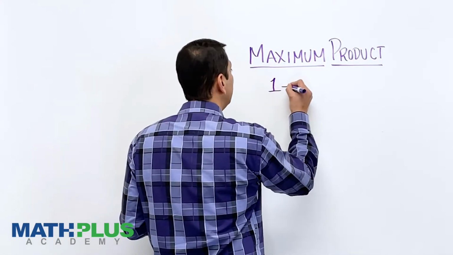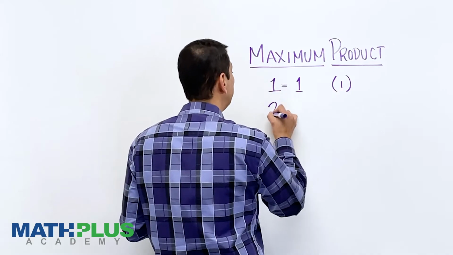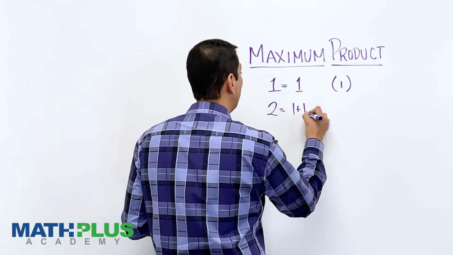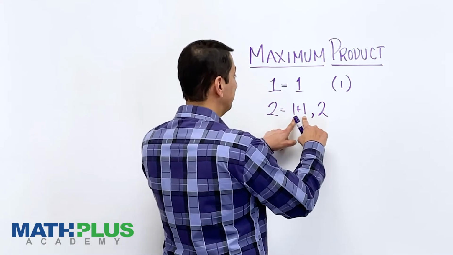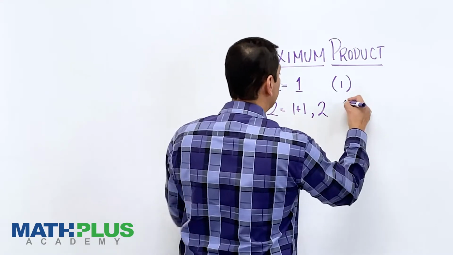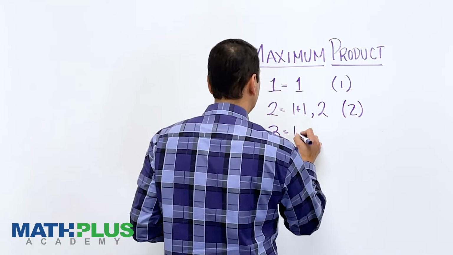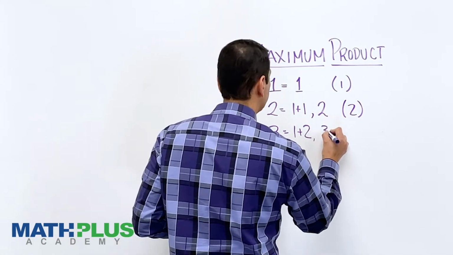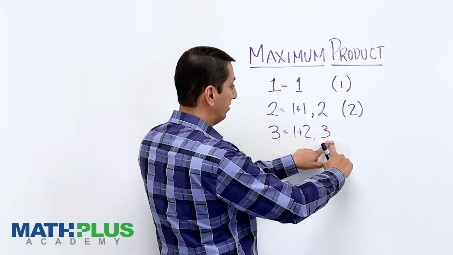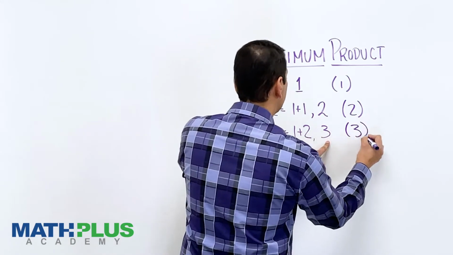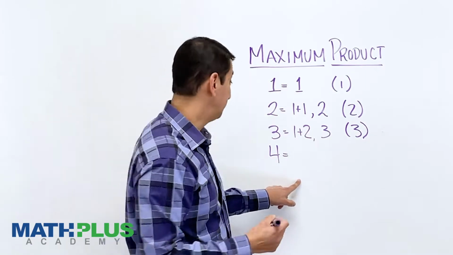But I'll go ahead and write these down, I guess. So 1 is just equal to 1, and its product would be 1. 2 you could write as 1 plus 1, or you could write it as just 2, I guess. And 1 times 1 is 1, and that's just 2, so I guess we would call this 2. 3 we could write as 1 plus 2, or just 3 by itself. And again, this would be 1 times 2 would be 2, and that would be 3, so the maximum product there is 3.